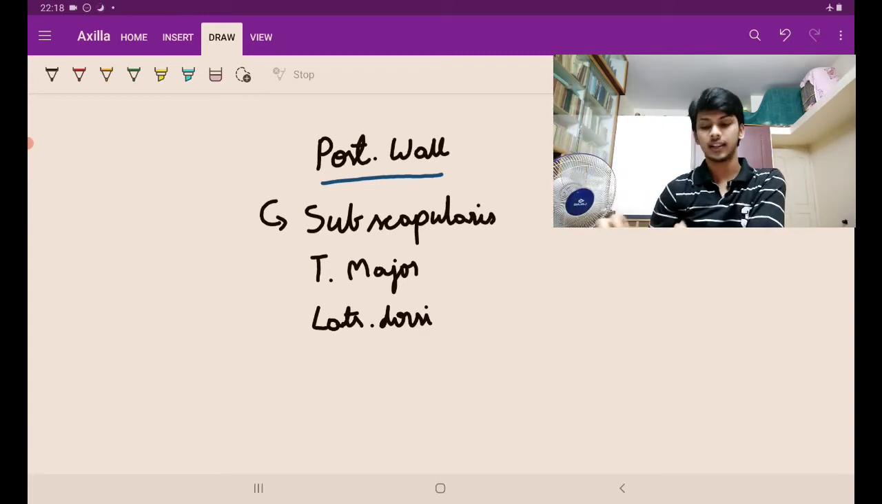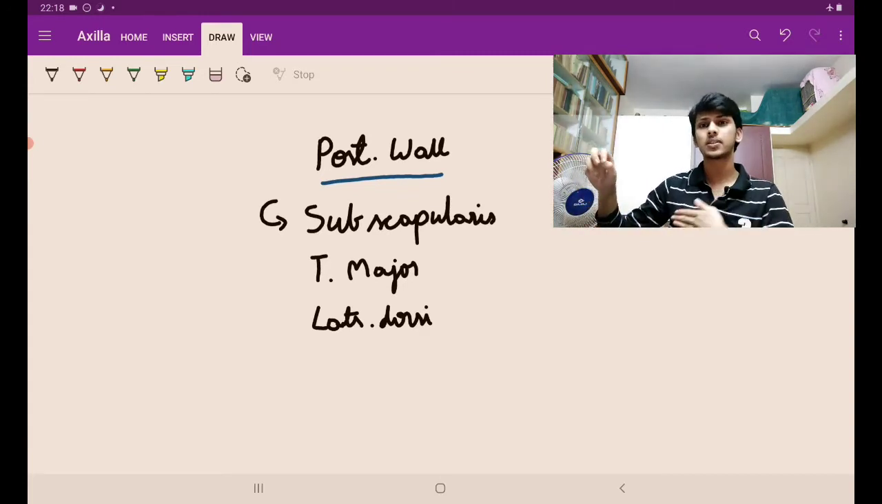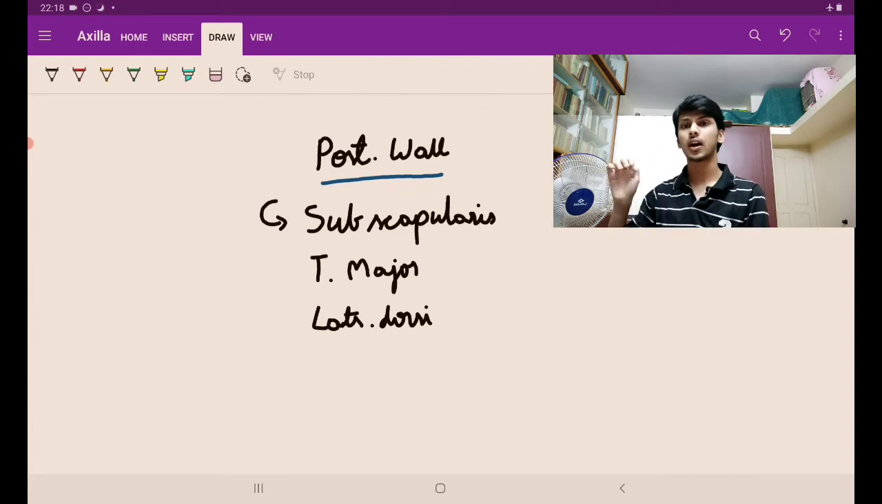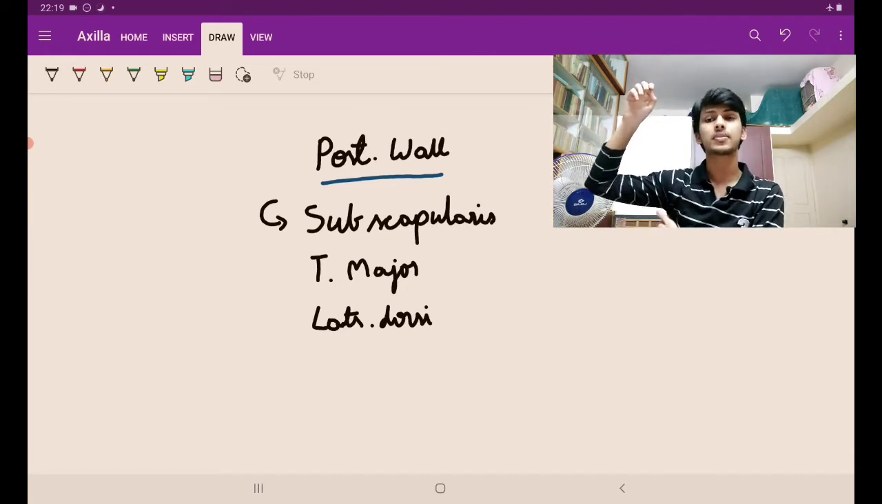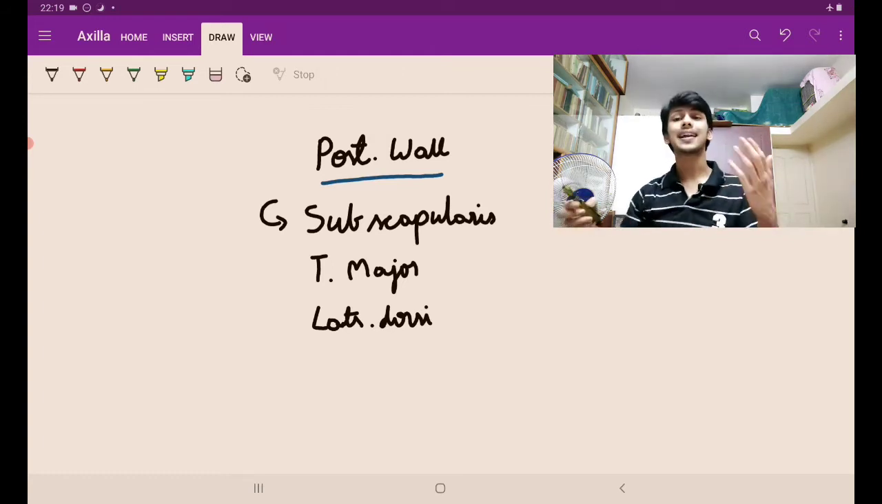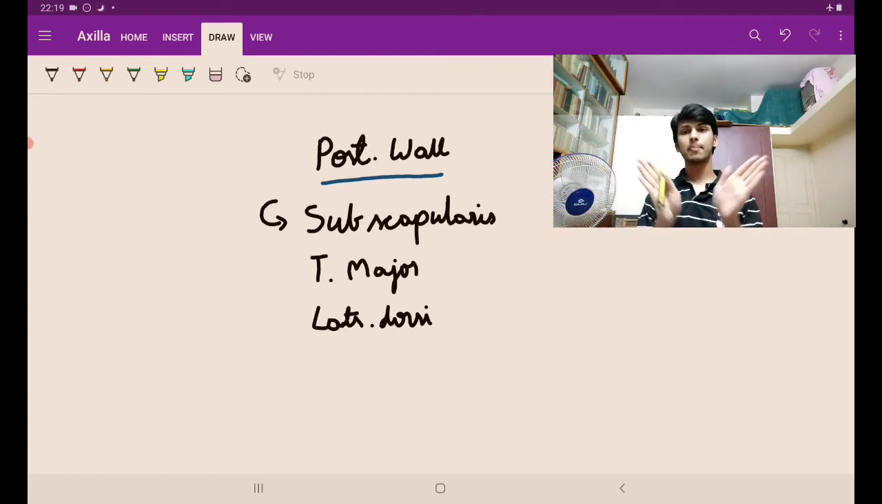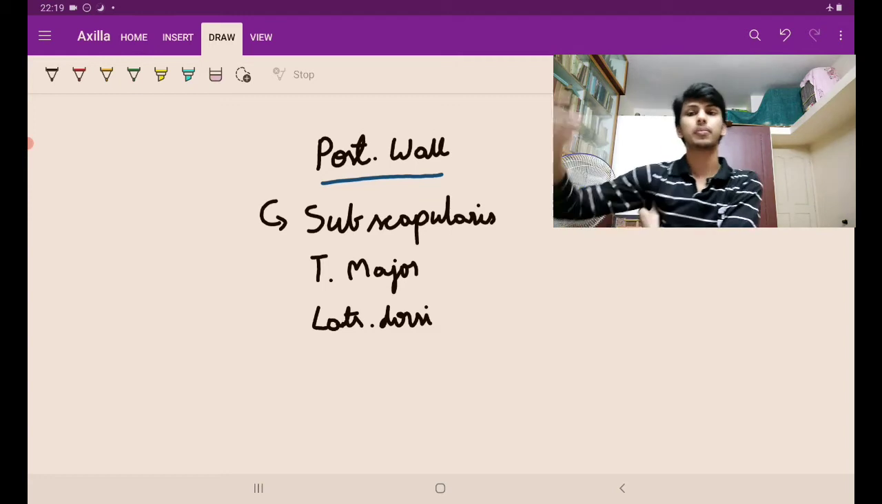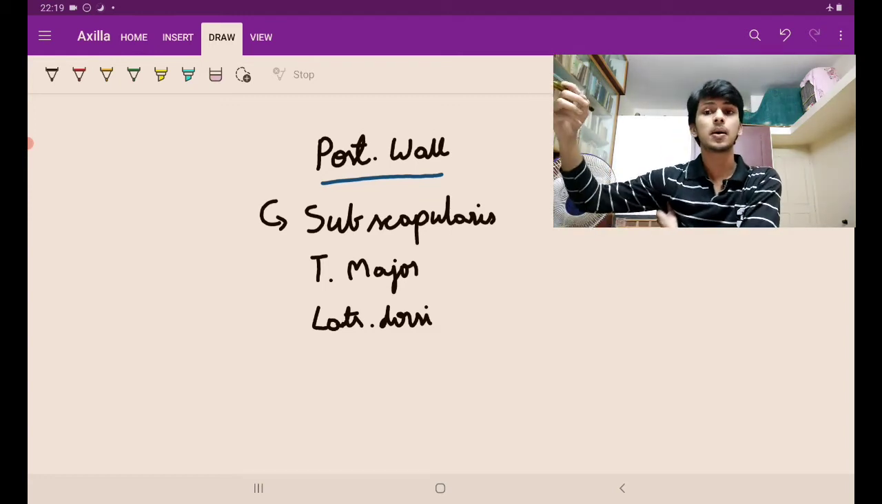Posterior wall of axilla is formed by the subscapularis. Why subscapularis? Because it is on the ventral surface of scapula, going to the arm. So obviously it will be in the posterior wall. Then there is teres major. Teres major is also taking origin from the scapula, and then it is also going to the arm. So obviously it will be there. Then there is latissimus dorsi. Latissimus dorsi is coming from the back and inserting into the arm. So it will be in the posterior axillary fold. This is the posterior wall.